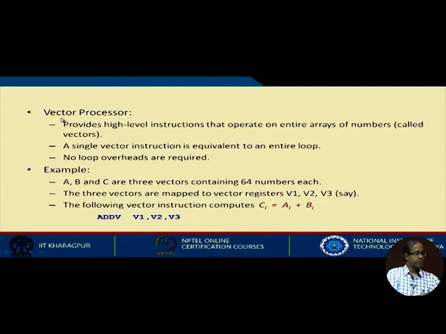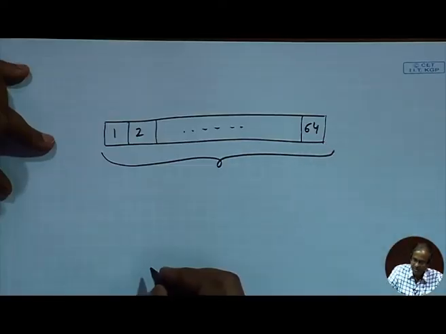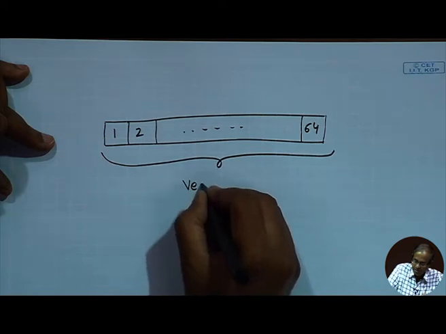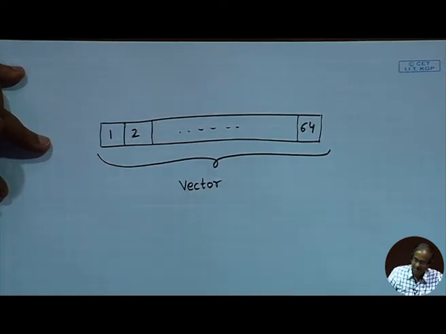Now we are moving on to vector processors. Let us see what a vector processor is. Here we are operating on entire arrays of numbers called vectors. Let us say I have an array of numbers, not one, but several. Let us say there are a total of 64 numbers. All these 64 numbers taken together we are referring to as a vector.